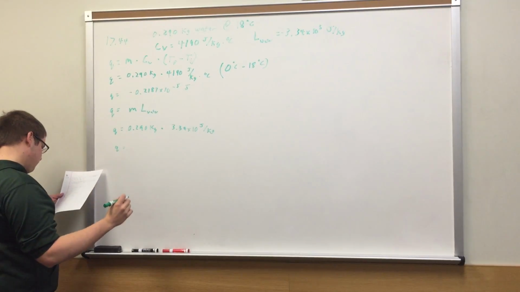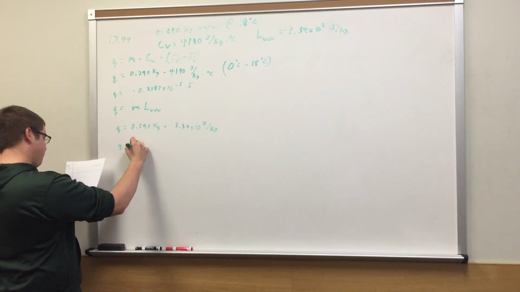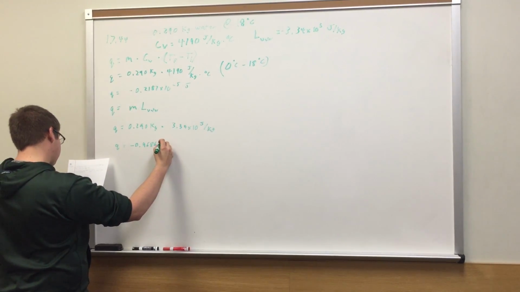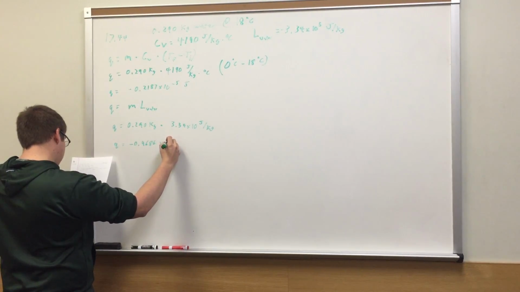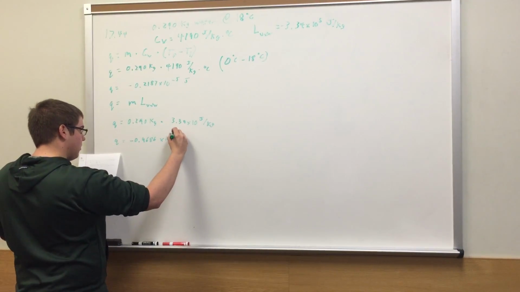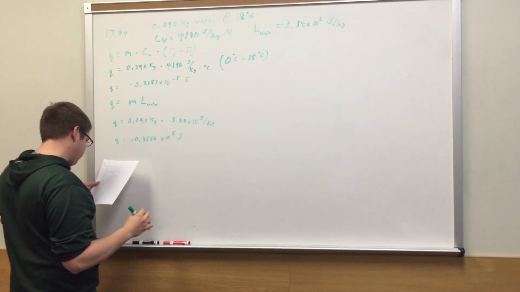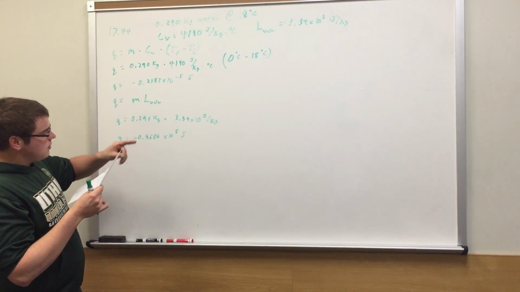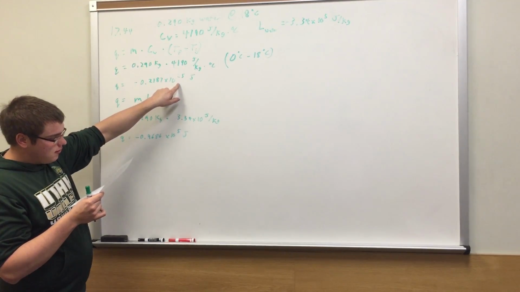And this comes out to negative 0.9686 times 10 to the fifth joules. And right here, this should also be 10 to the fifth, I believe.